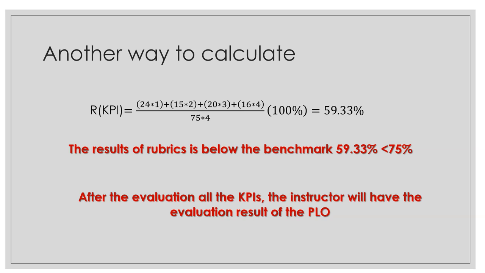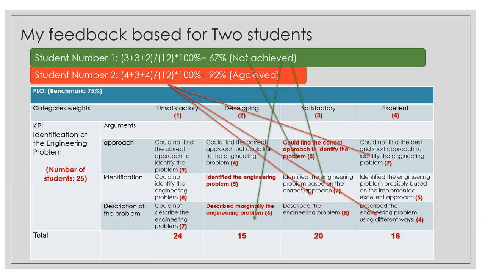As you see, the result of the rubrics is 59.32, which is less than the benchmark of 75. The benchmark can be 75 or 85; it depends on the program itself. If we evaluate all the KPIs, KPI 1, KPI 2, KPI 3, we can take the average and we will have the evaluation result of our program learning outcome.